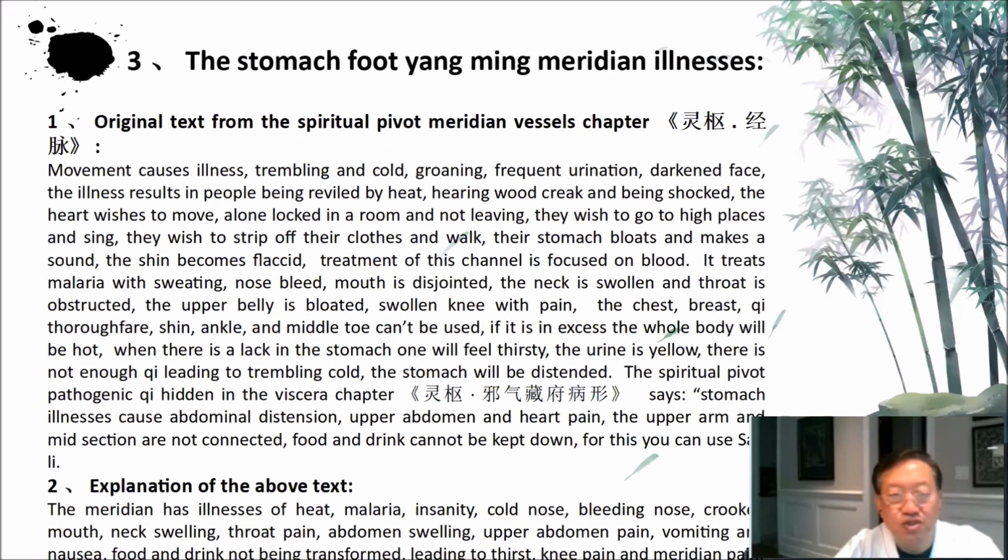3. Stomach, foot, Yangming meridian illnesses. The original text from the Spiritual Pivot Meridian Vessels chapter says, movement causes illness, trembling and cold, groaning, frequent urination, darkened face.